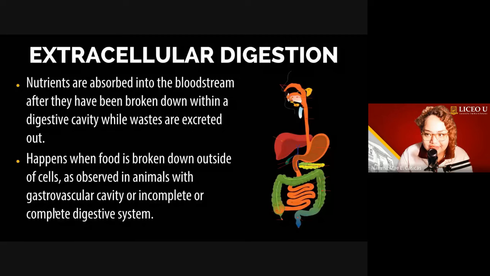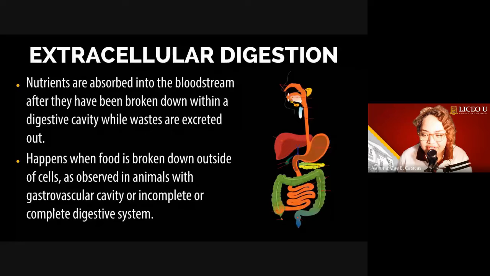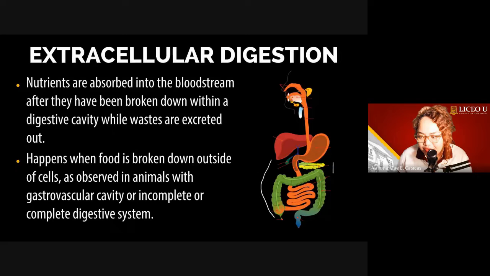So that's phagocytosis. And then for complex animals, we have extracellular digestion, where nutrients are absorbed into the bloodstream after they have been broken down within the digestive cavity while wastes are excreted out. So this happens when food is broken down outside of cells, as observed in animals with a gastrovascular cavity. What does gastrovascular cavity mean? It's that opening, like for example in us, the abdomen. When you open the abdomen, it's like a huge cavity. This cavity is basically a hollow space in your body. And inside of this abdominal cavity or gastrovascular cavity, you will have all of your digestive organs.